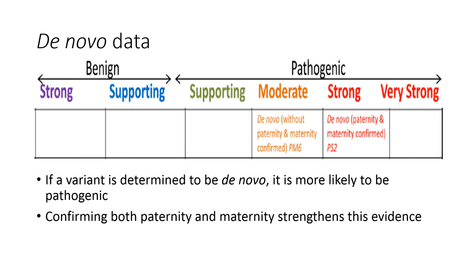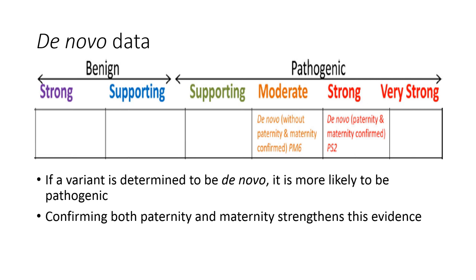If a variant is determined to be de novo, it is considered more likely to be pathogenic. However, this is not enough evidence to conclude pathogenicity alone, since all individuals are expected to harbor small numbers of de novo variants. This evidence is also considered stronger if both paternity and maternity are confirmed.